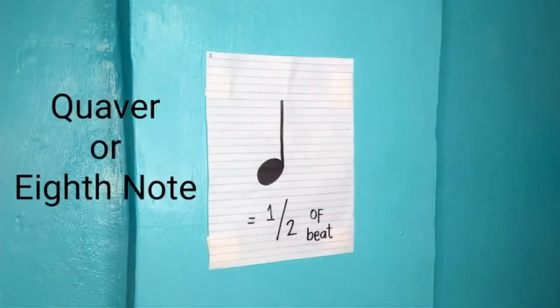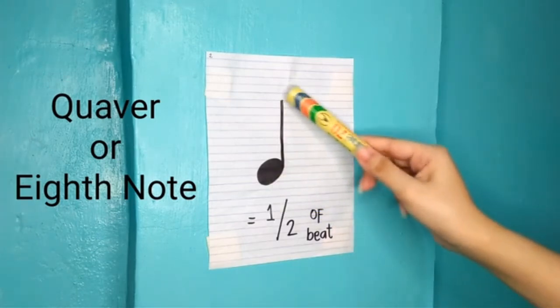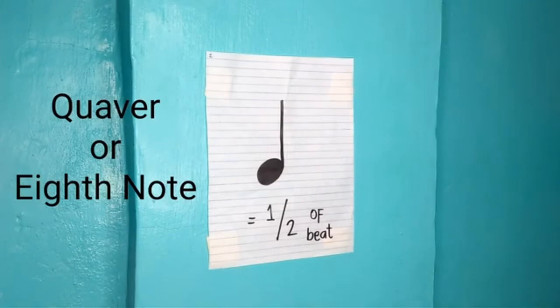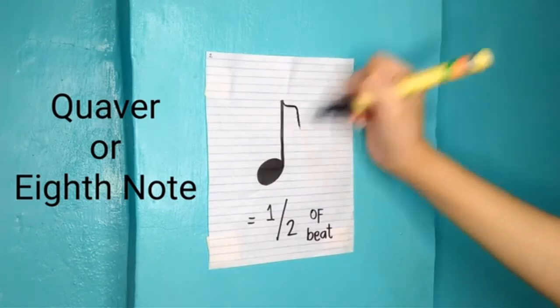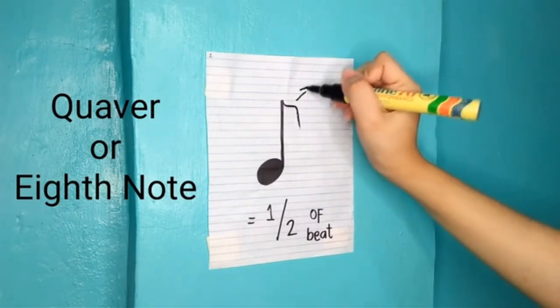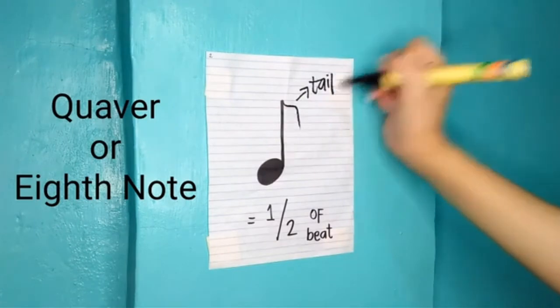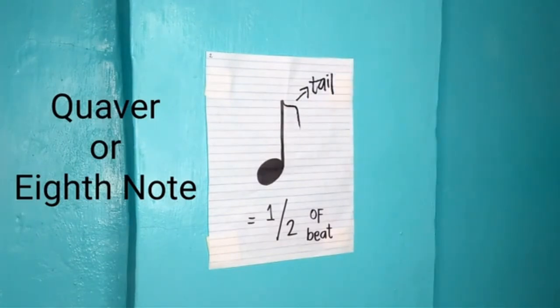Let's go to quaver or 8th note. How do we draw an 8th note? It looks like a regular note made of a head and a stem, but it also has this extra little thing. We call this a tail. A single 8th note is equivalent to 1/2 of a beat.